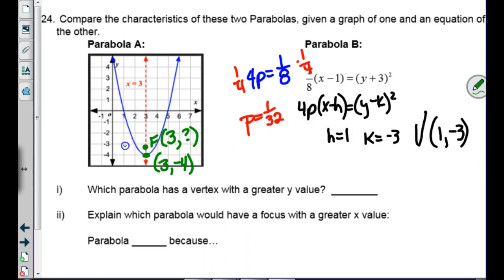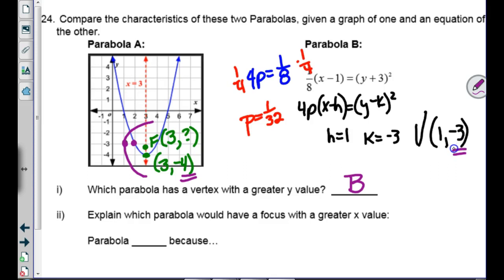The vertex is at 1, -3 right here, and it opens what? The y is squared, so it opens up and down, and it had a positive, so it opens up. No, just kidding. The y is squared, so it opens side to side, and it's positive, so it's going to open to the right, okay? And the focus is going to be in here somewhere. Okay, which parabola has a vertex with a greater y value? In other words, it's up higher. Which vertex is up higher? Parabola B. On this one, the y value was -4, -3, which is bigger is -3, right?